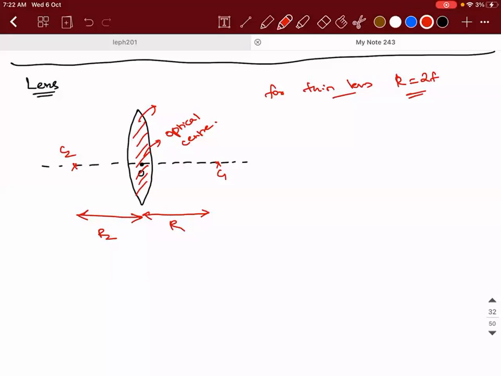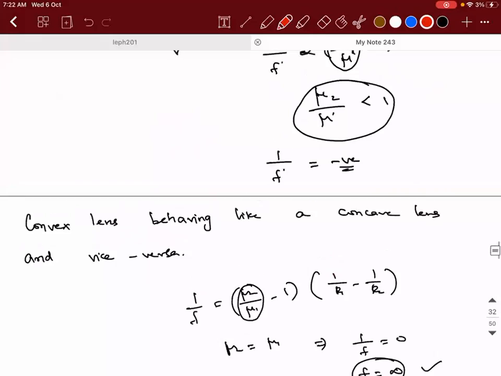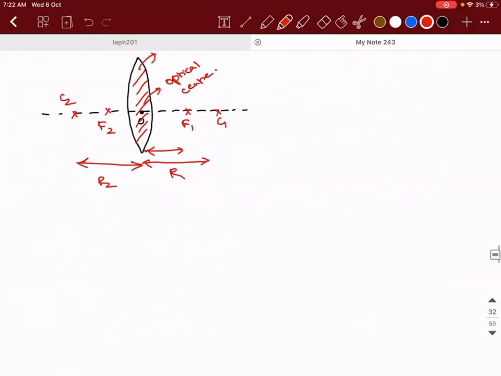Now, in between the center of curvature and the optical center, there will be F1 here. There will be F2 here. So if I call this distance, you're defining the focal length of the lens, right? From that time, you're writing 1 by F is equal to something, right? Now, what are you speaking about? Are you speaking about 1 by F1 or 1 by F2? Which focal length do you think we are speaking about? We are mainly speaking about the focal length F1.